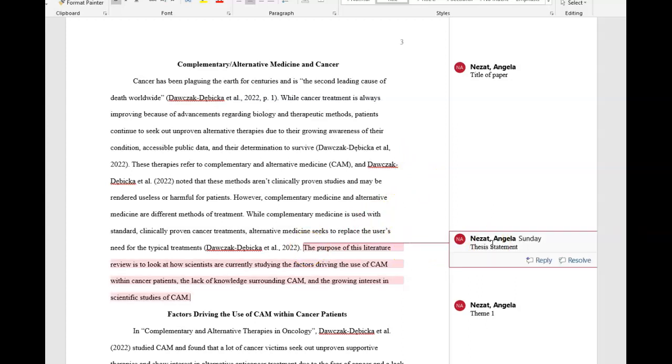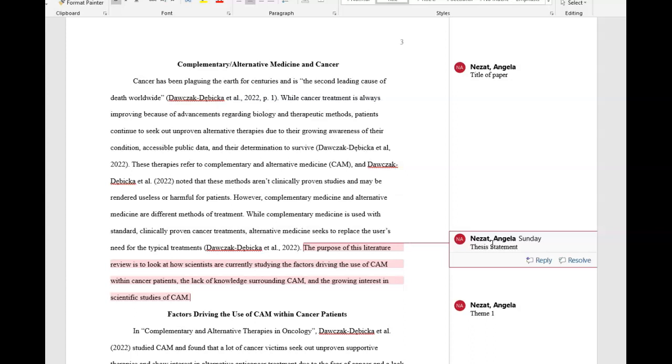Thesis statements for literature review papers are very plainly written. They're meant to be plainly written so that the reader of the paper has a very clear idea about what the problem is that the paper is addressing, what the research question is, and what 3 areas are being reviewed in this literature review. So in this case, we have a thesis statement that goes as such.